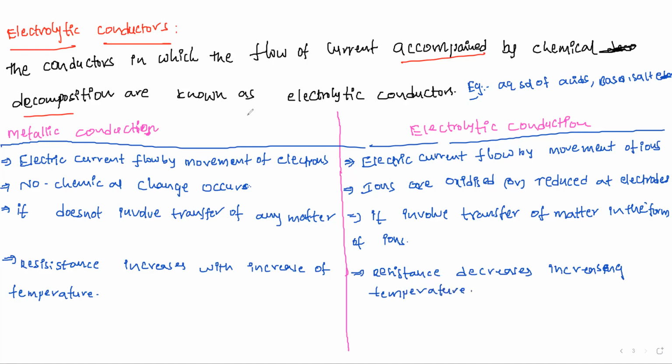So metallic conduction occurs only in metals. Just assume this is a metal iron rod. It contains electrons, right? The migration of electrons allows the current to pass through this metal. So electric current flows by the movement of electrons, and no chemical change. It does not involve the transfer of matter.